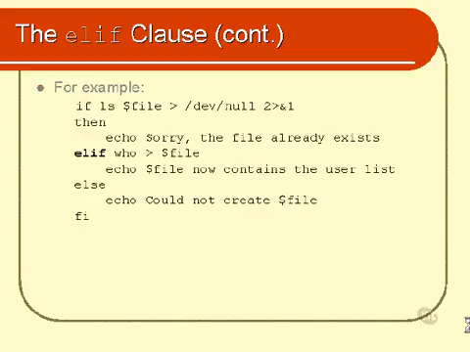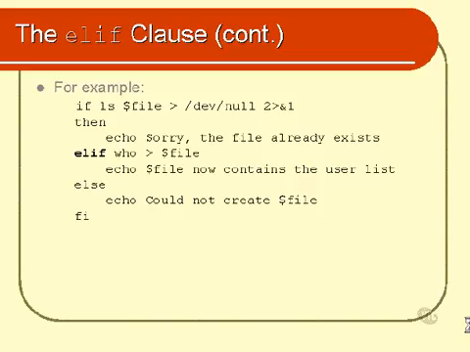Now, in this particular block of code, I want to create a file that contains a list of all the users that are currently logged into the system. But I don't want to do that if the file already exists. So the very first thing I do is I check whether the file already exists, and if it does, then I put out an error message saying, sorry, the file exists.